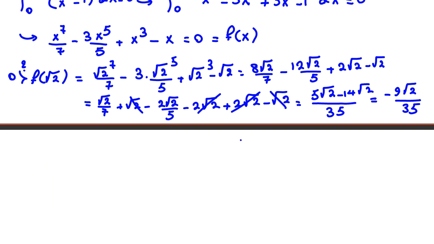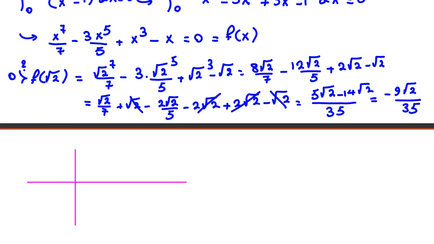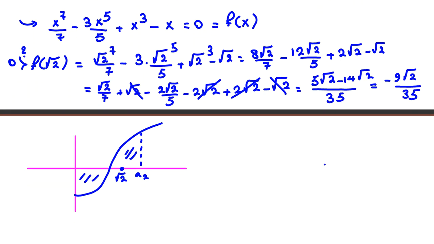Okay, so here we've proved what? Let me draw a figure to understand better. It will be this, and we said, for example, in this part it is A2, where this area equals this. So at root 2 it is negative, so we understand root 2 is before A2. Now let's calculate f of root 3. We want to prove root 3 is here, meaning we want to prove it's positive.